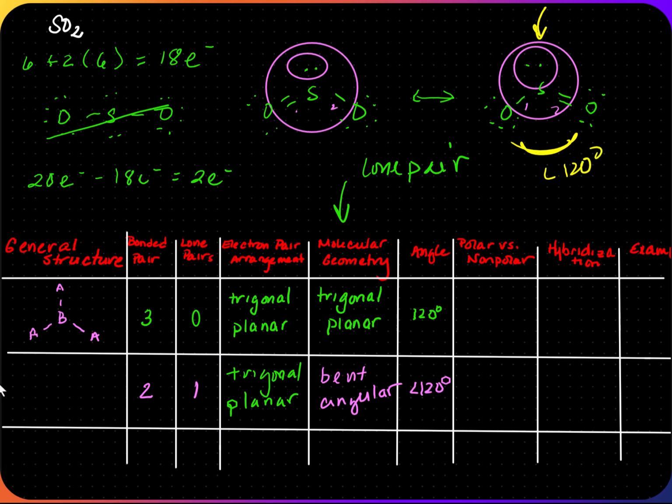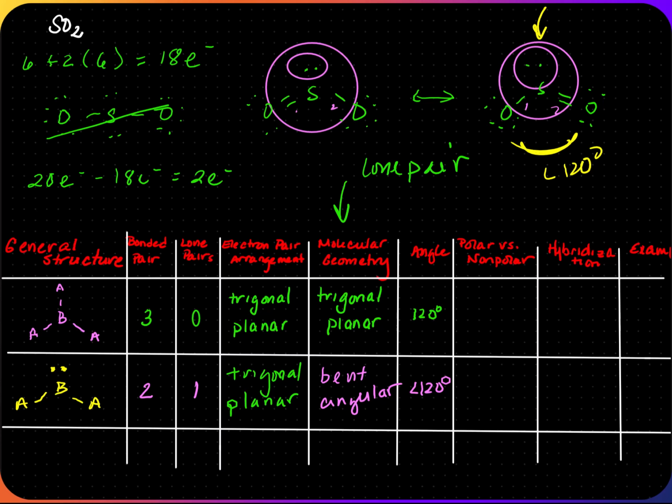So the general structure for 2,1 trigonal planar is going to be central atom B. We're going to have 2 atoms on the outside. The bond could be single or double. And we're going to have a lone pair.